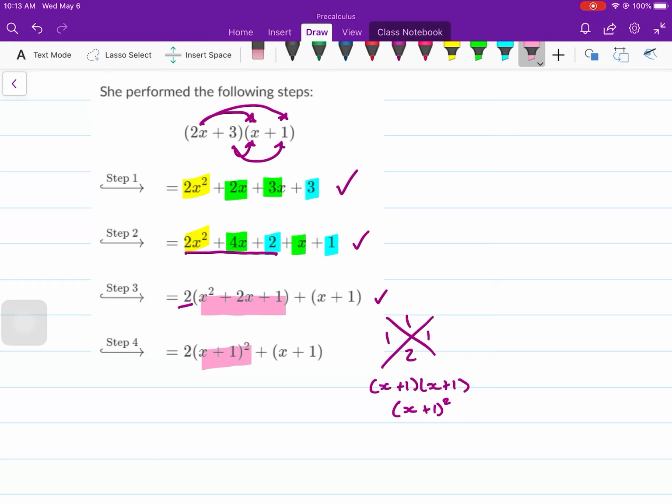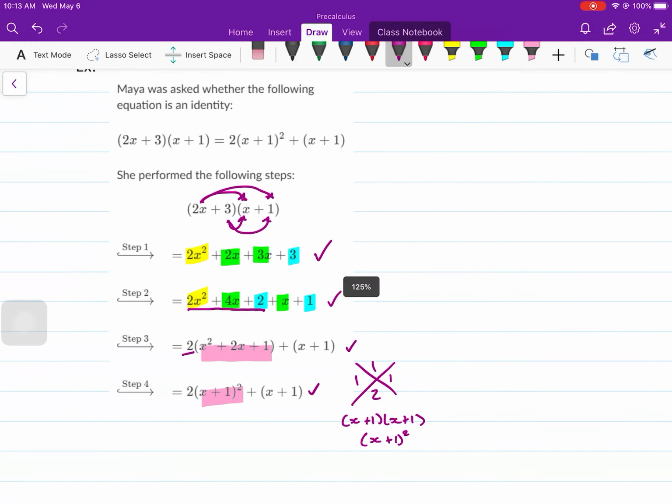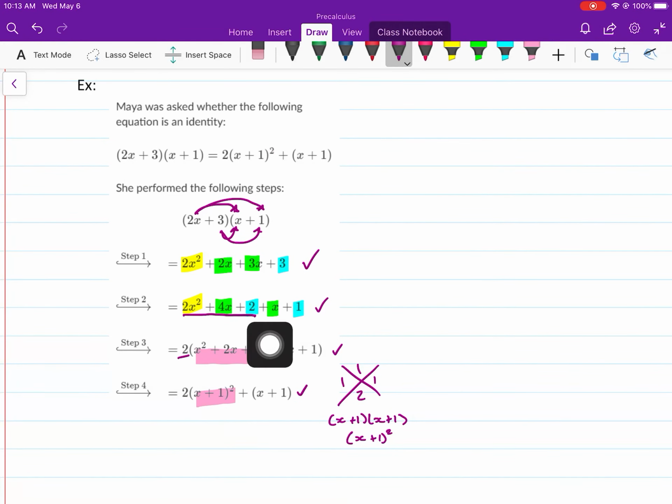So is this equivalent? Every single step here has been fine. She has done okay. And this is the same thing as that on the right. So this would be an identity.